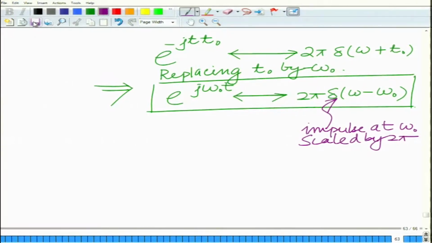Okay. So, what we have shown is that the complex exponential e raised to j omega naught t has the Fourier transform 2 pi delta of omega minus omega naught, and this we have demonstrated using the property of duality. Okay. All right.